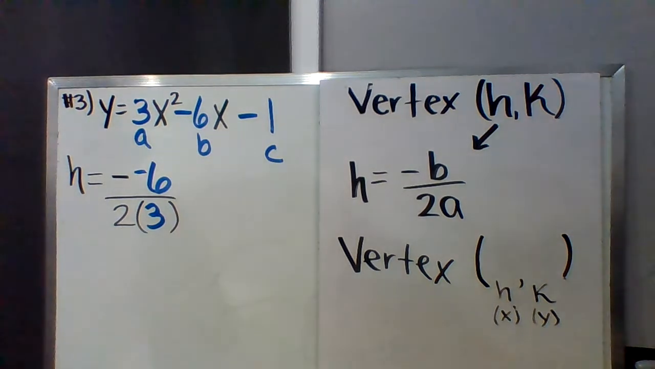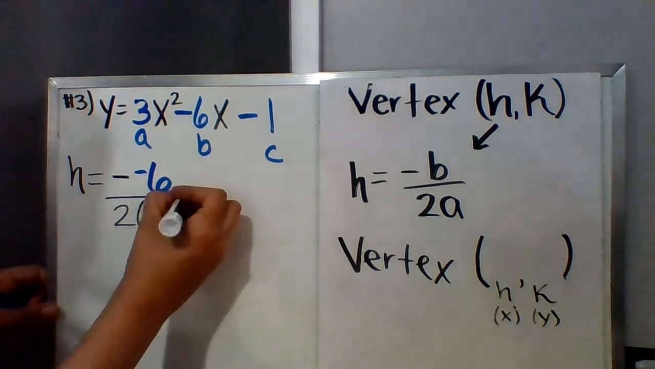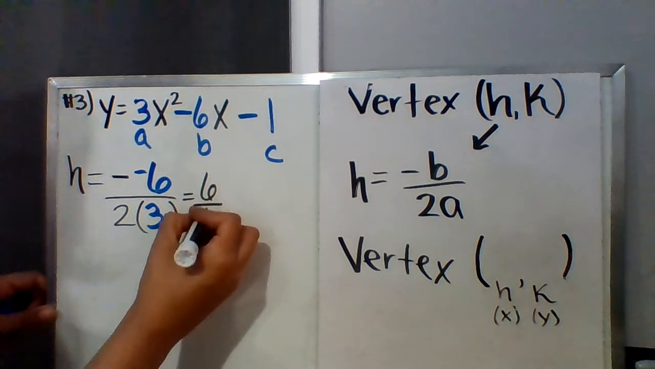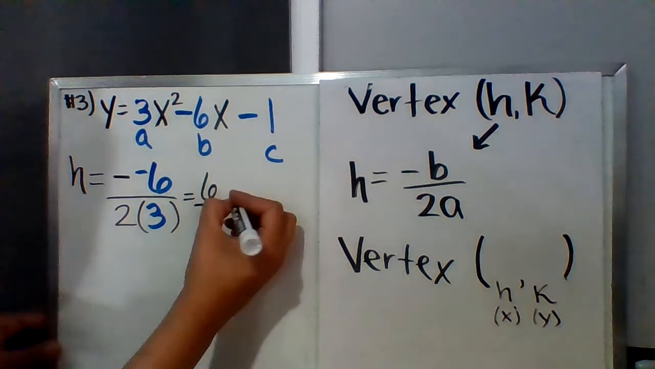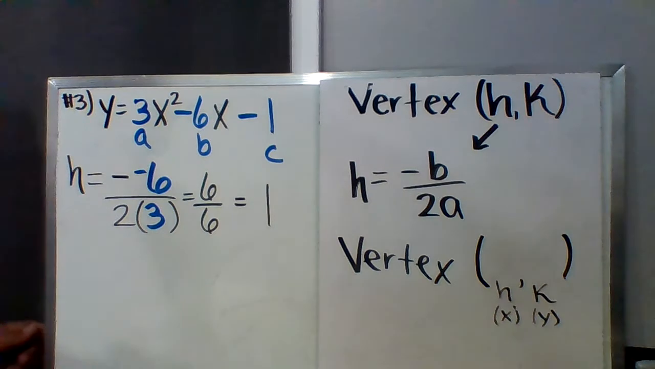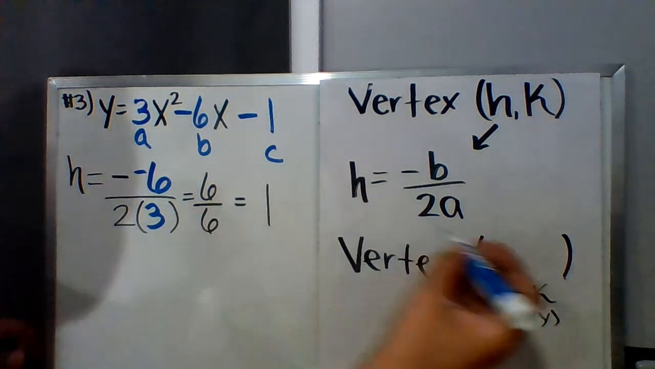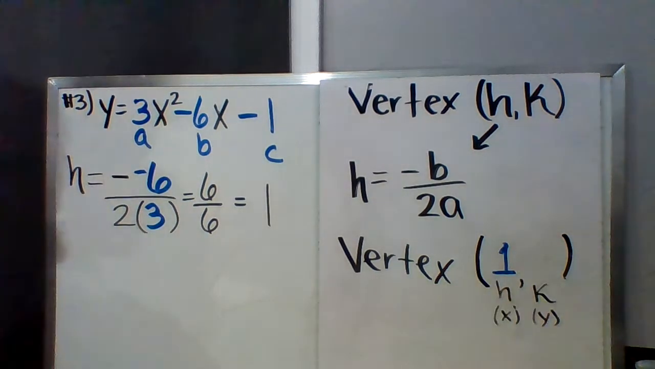Now I'm going to do the math, and remember that a negative times a negative equals a positive 6. And 2 times 3 is 6. All right, and 6 over 6, that equals 1. So our H equals 1. I can go ahead and put that answer here. We figured that out. But of course, I'm not done.